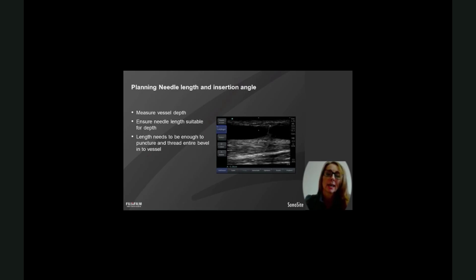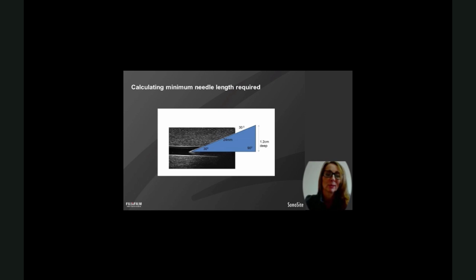So you can work it out. A bit of trigonometry, we thought we'd never use it, but it does come in handy after all. We can work out that if I want to puncture down to 1.2 centimetres at a 30-degree angle, I need at least a 2.4 centimetre needle, and that's my common needle. So if I wanted to be safe and have a little bit more room to move, I would probably suggest going to a longer needle if I had to needle something that was 1.2 centimetres to the middle of the vessel lumen.